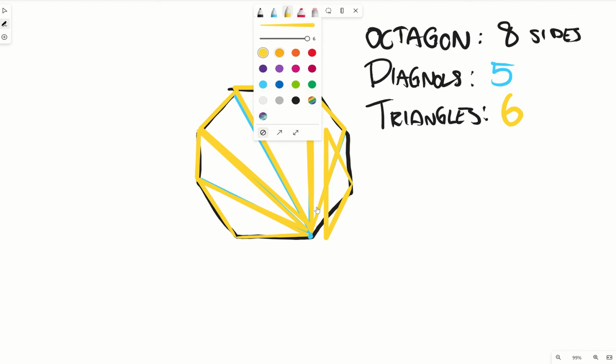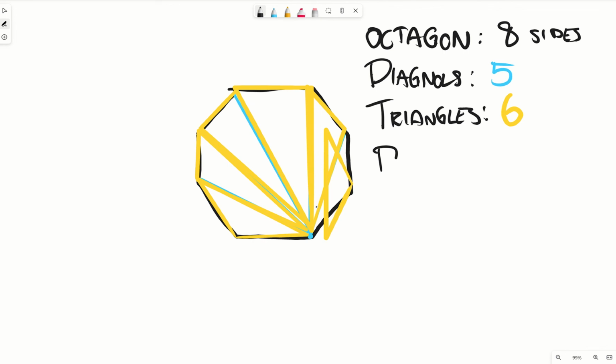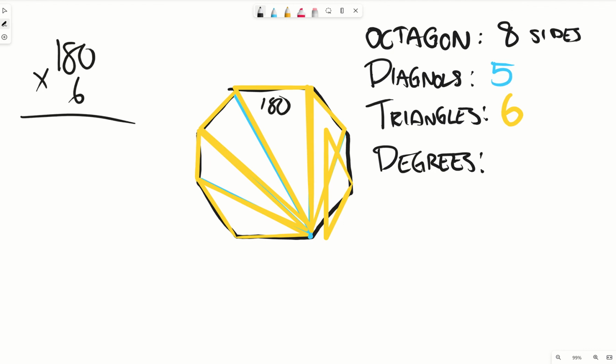So all of that to say, how many degrees are in this shape? Remember, each triangle is 180 degrees. Well, I solve this out: 6 times 180 gives me a grand total of 1,080 degrees. All right, we will talk more about this tomorrow.